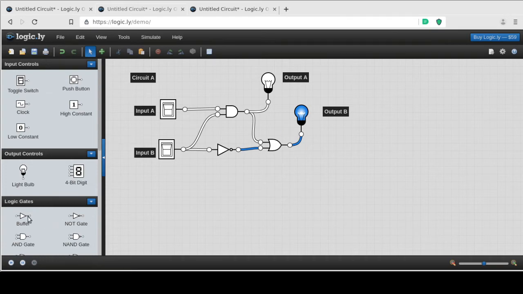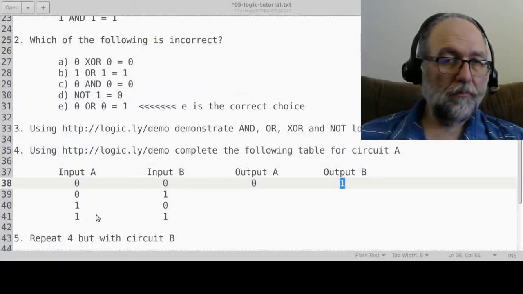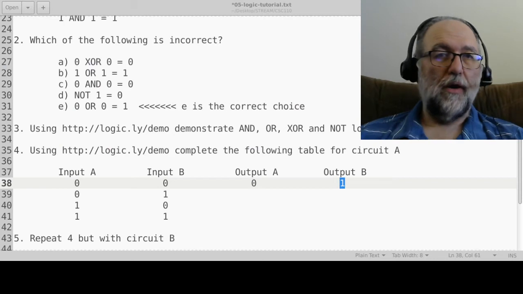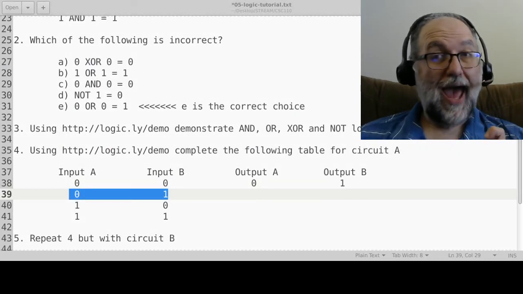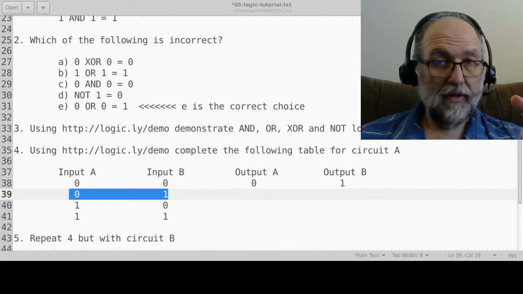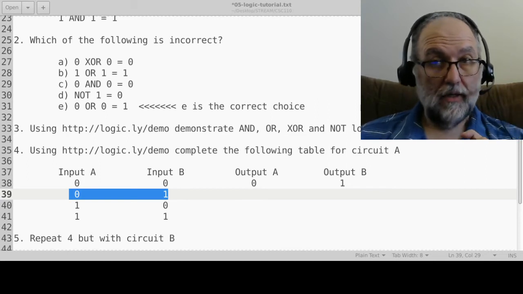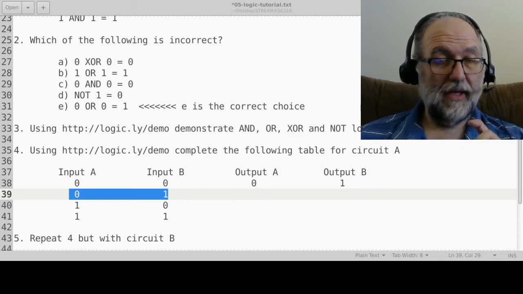Okay, now what? Well, there's 4 possibilities, right? So this one says, the next one right here, now have switch A off and B on. Okay, so A is off, B is on. Input A is off, input B is on.